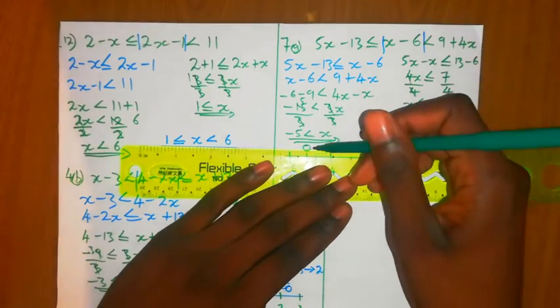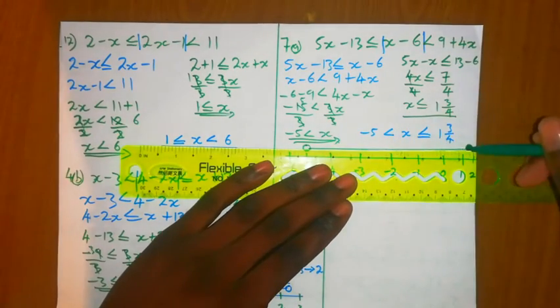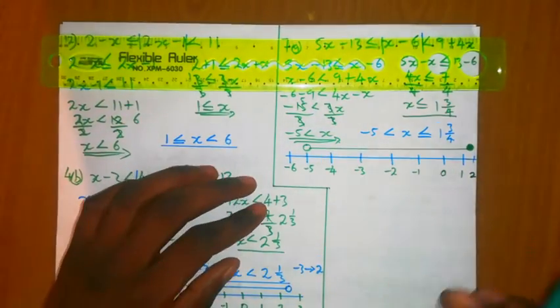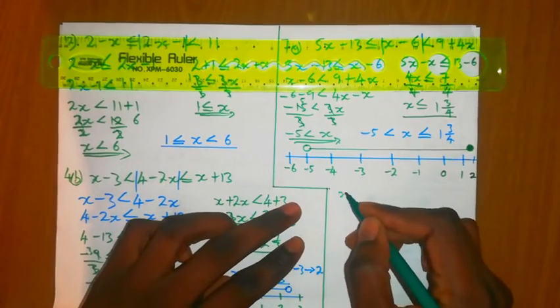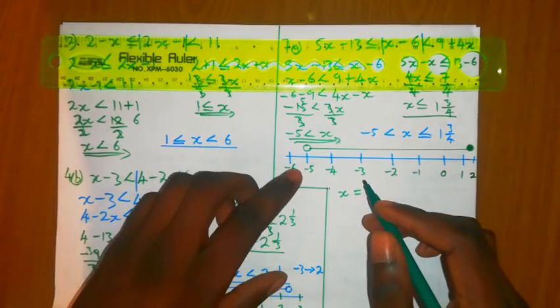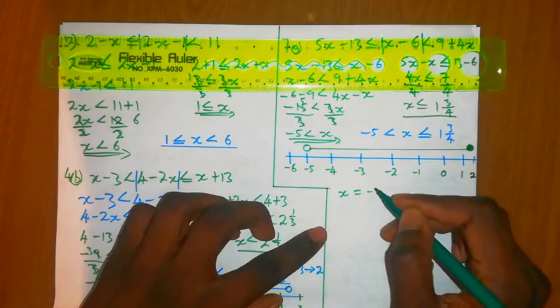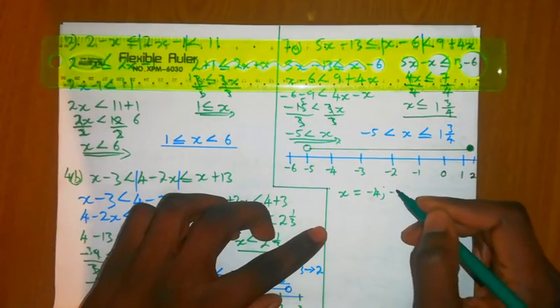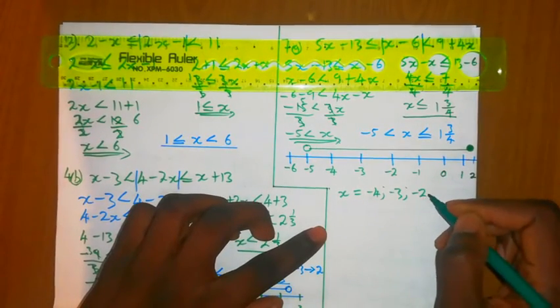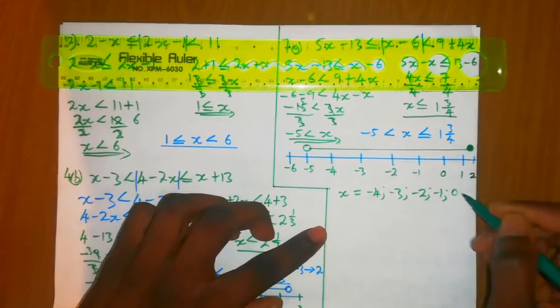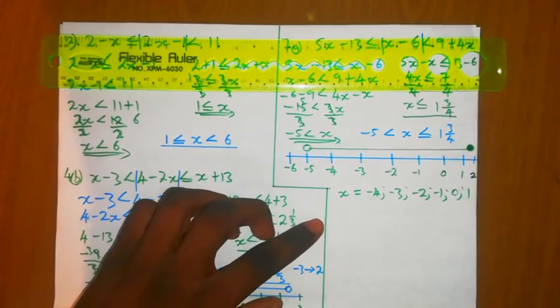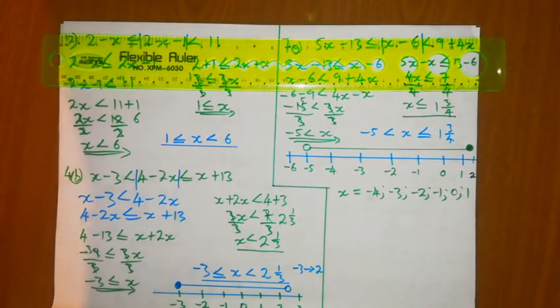Then this question requires us to list all the possible values of x. So x is equal to, I'm going to start with -4, -3, -2, -1, 0, 1. I won't take that 1 and 3/4.